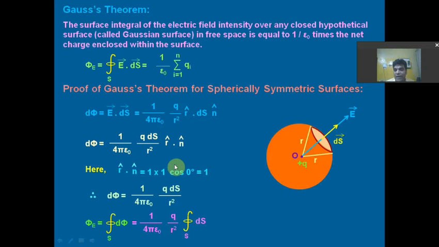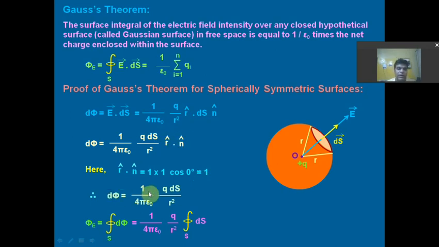So what is the angle between r cap and n cap? n cap is taken here, so the angle is 0. The values of r cap and n cap are both unit vectors, and the angle is 0. That means r cap dot n cap is equal to 1, unity, because it is a unit vector. So 1 into 1 multiplied by cos 0 degree will be equal to 1. That means the value of this is equal to 1.